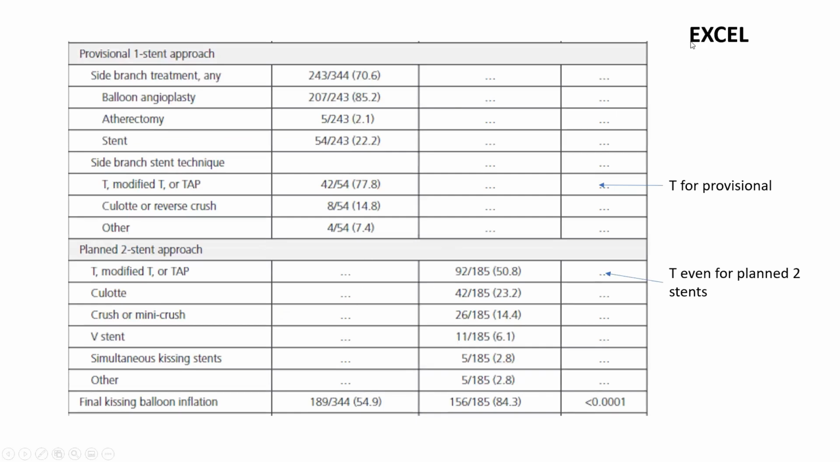Keep in mind the EXCEL trial, which is the most important left main trial, which put the left main on the map as an alternative to CABG, left main PCI as an alternative to CABG. When they did 2-stent strategy, 50% of the patients received T or TAP. A minority received the crush or Culotte. So that's why this is an important technique that I don't see widely used currently in the US.